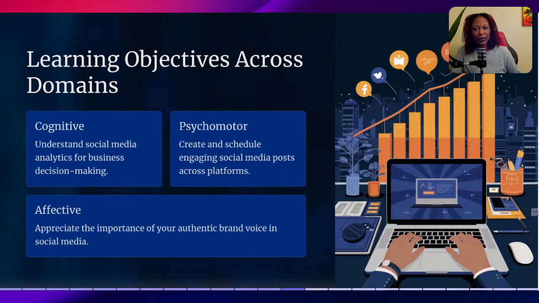Now, here are some examples of learning objectives across those domains. So, if we look at cognitive, understanding, again, head. So, understanding social media analytics for business decision making. That's 100% in the cognitive area. Psychomotor is create and schedule engaging social media posts across all the platforms, where the affective would be appreciating the importance of your authentic brand voice in social media. So you can see how just slightly changing what we're attempting to do or what we're attempting to impart is impacting different levels for learning.